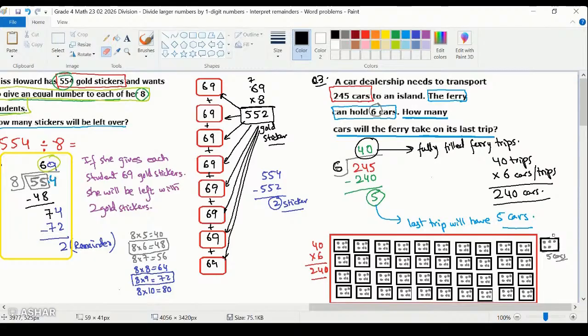How many cars will the ferry take on its last trip? The last trip will have 5 cars on it. Agreed? Okay. Let's see another example.